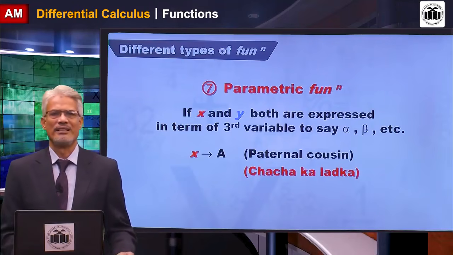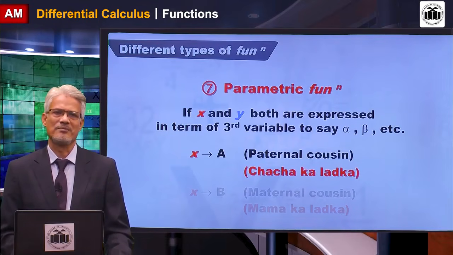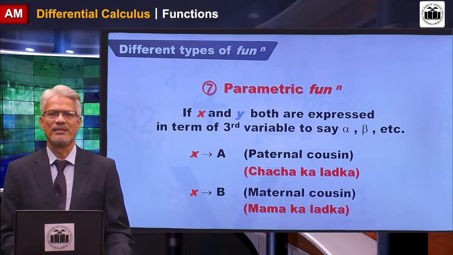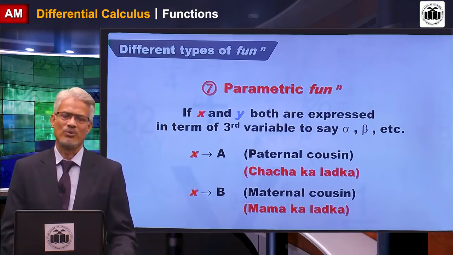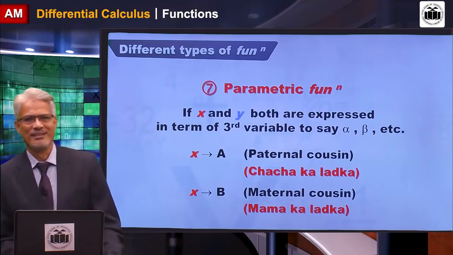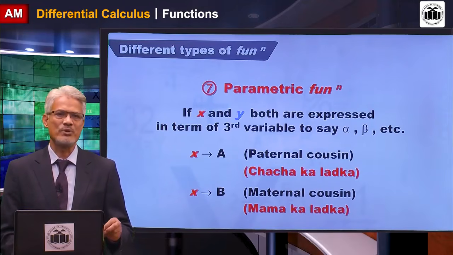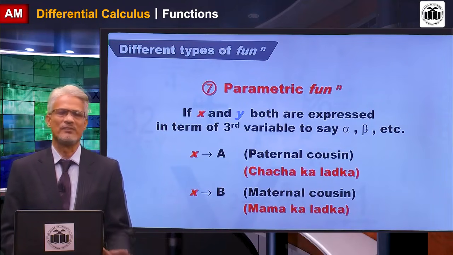You see, x is directed towards a, in the bracket it is mentioned paternal cousin, chacha ka ladka. Again, x is directed towards b, it is mentioned maternal cousin, mama ka ladka. Now, I am posing one question, you have to answer only in Hindi because there is no definite concept of cousin in English. There is no definite relation. That's why you have to explain in Hindi only.